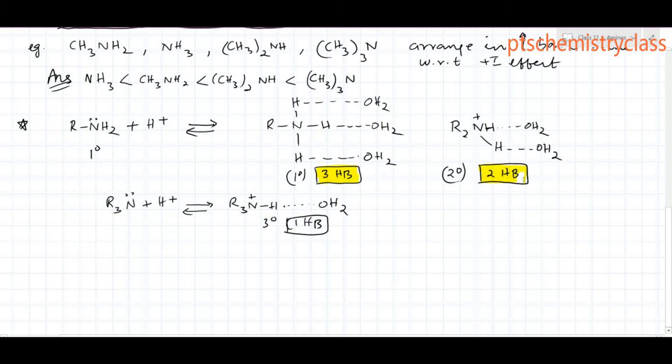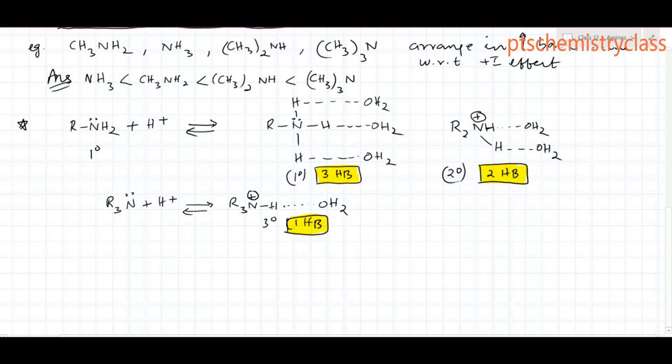Now what happens to the boiling point with hydrogen bonding? The more hydrogen bonding provides stability, more hydrogen bonding, better stability. So what happens with better stability? Primary amine will be more stable. Anything which is more stable can act as a better base. Now here, even when forming two hydrogen bonds, one lone pair is gone here, and here the lone pair is gone. So naturally the strength of hydrogen bonding will decrease.